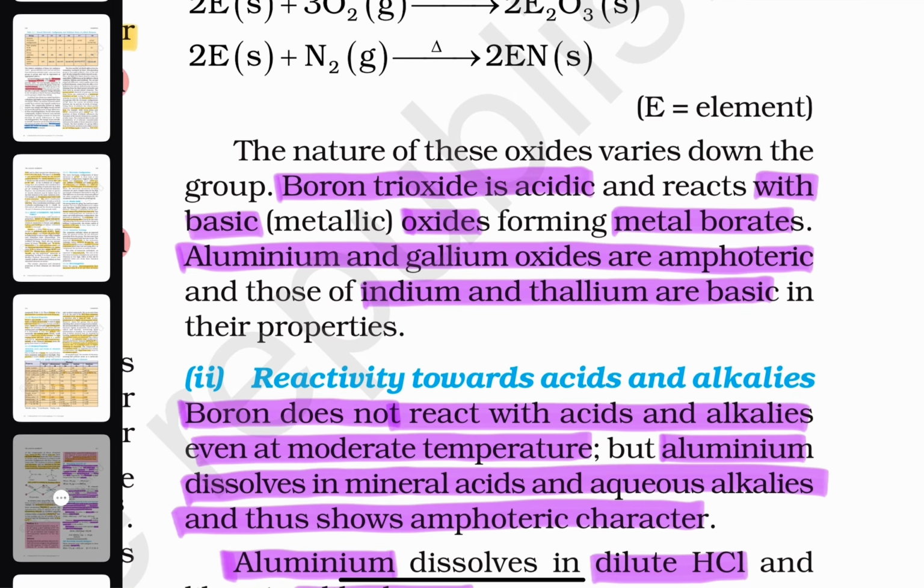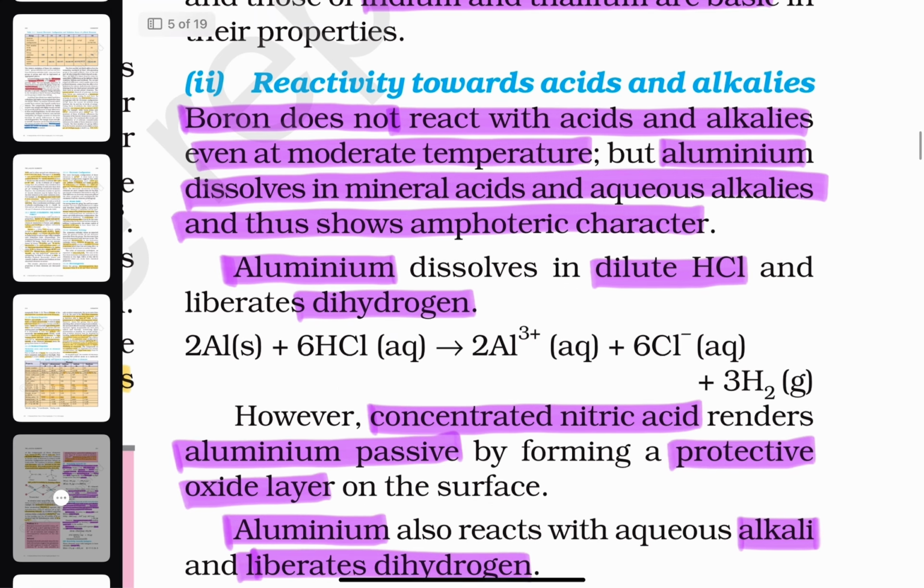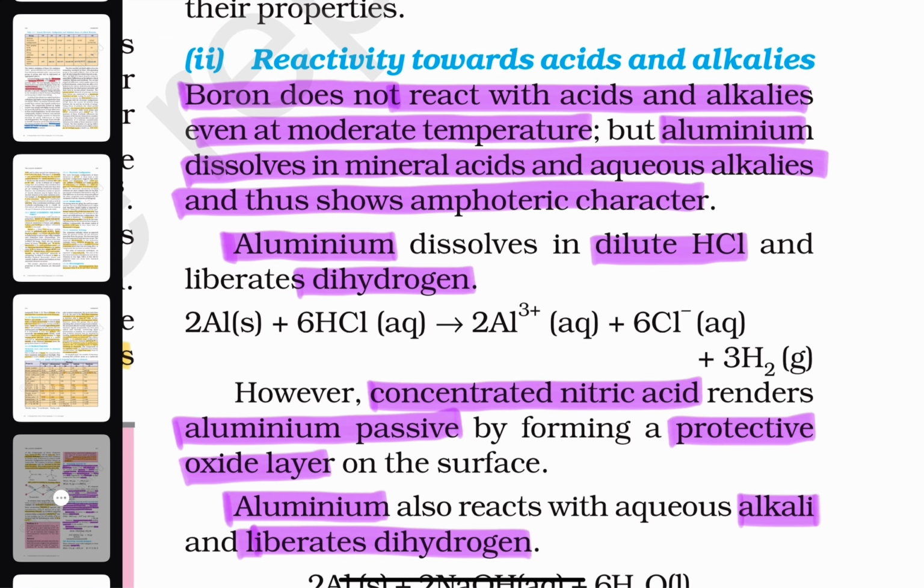Boron trioxide is acidic and forms metal borates. Aluminium and gallium oxides are amphoteric. Indium and thallium oxides are basic in their properties. Boron does not react with acids and alkalis even at moderate temperatures, but aluminium dissolves in mineral acids and aqueous alkalis and thus shows amphoteric character.